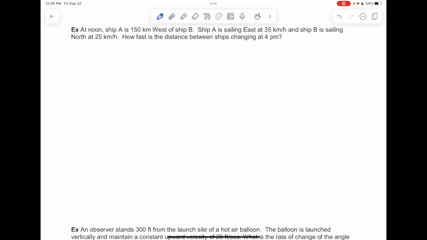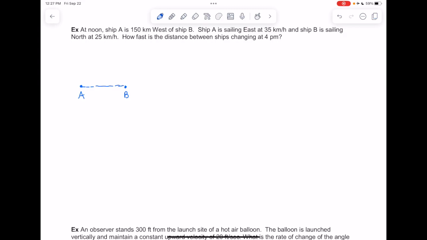All right, so the first thing is let's draw the initial situation. Ship A is west of ship B, so ship A we'll put here. Ship B we'll put over here to the right, which would be to the east in the standard setup that we would do. And so we have this initial distance or this initial position right here of A and B.